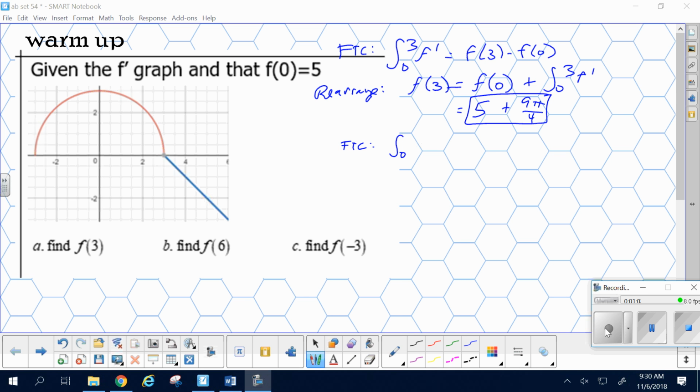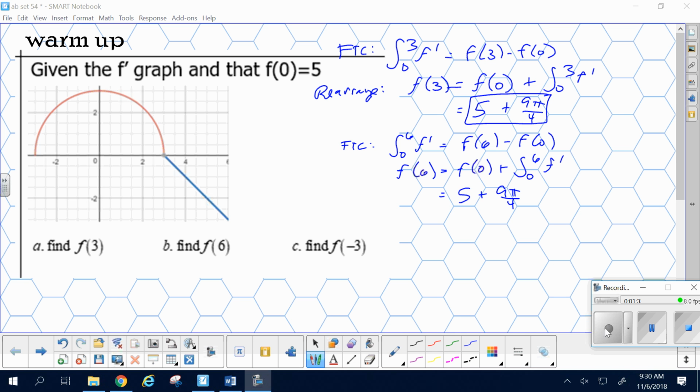For f at 6, did you build off of f at 3, or did you start from scratch back at f at 0? Either one's fine, I don't care. All right, let's go with that, although that's going to involve redoing some work I already did. That's okay. Rearrange. F at 6 is starting point plus change. Did I make a mistake? Okay. So 5 plus 9 pi over 4.